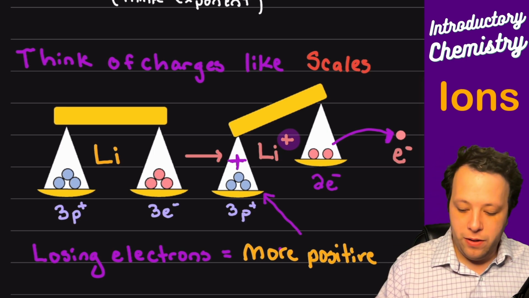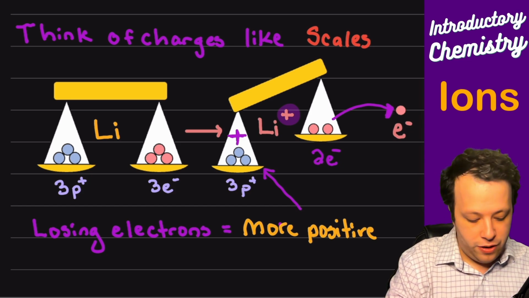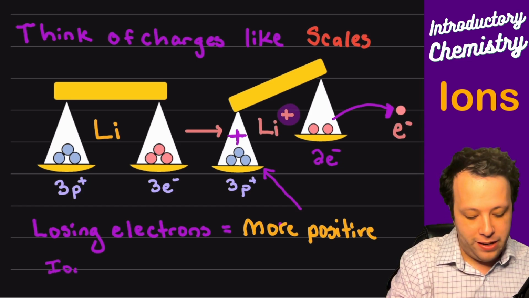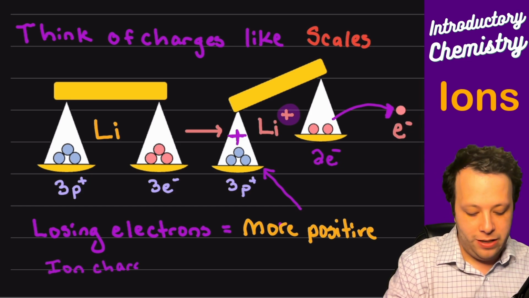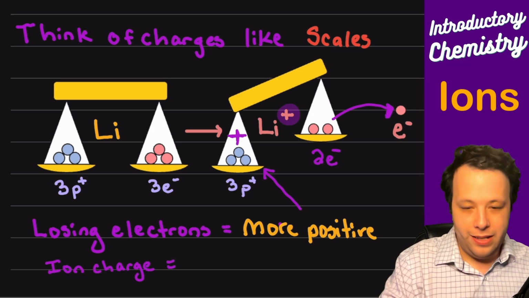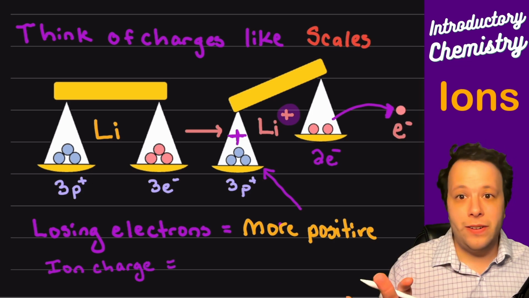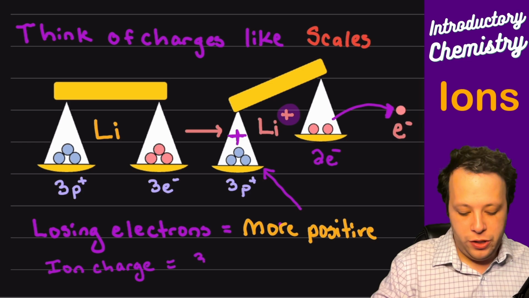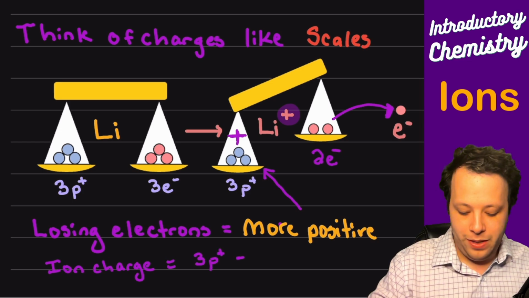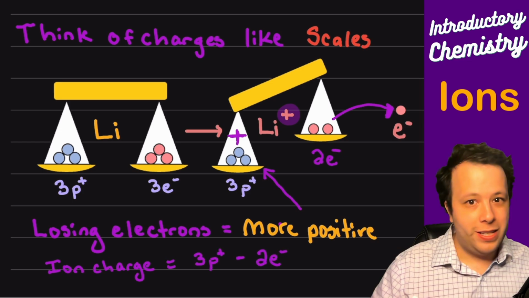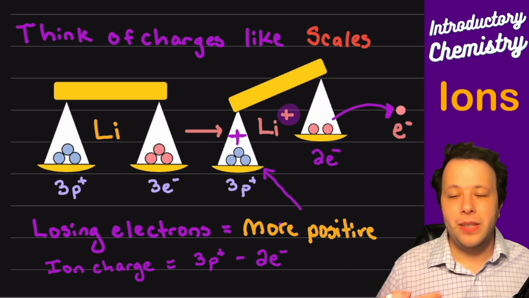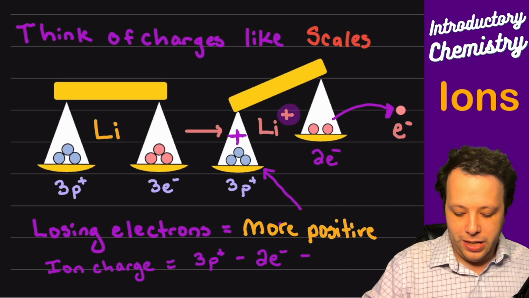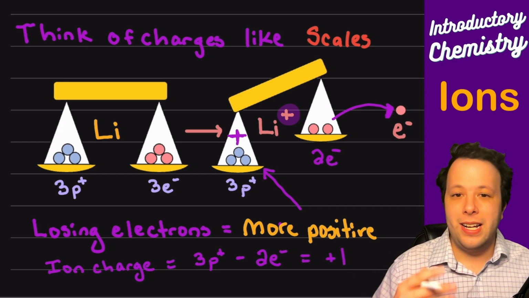So when we are trying to solve for ion charge, we can do simple calculations to check for ourselves. So the way that we can get that +1, it's a very simple calculation. We just take the number of protons, we subtract from it the number of electrons, so 3 minus 2. What do you get? You would get a +1 as your charge.